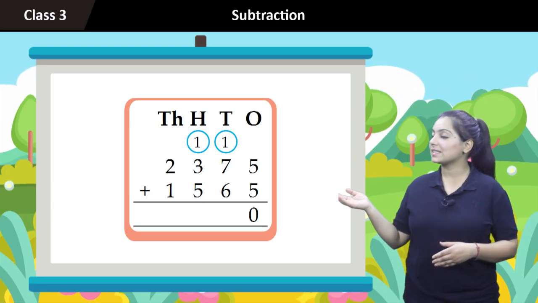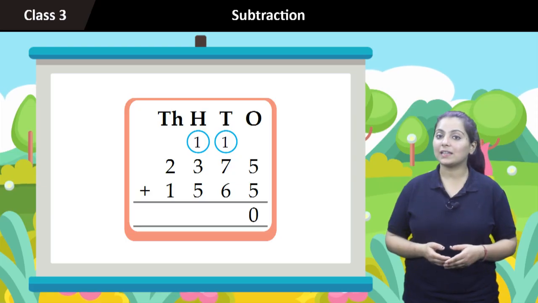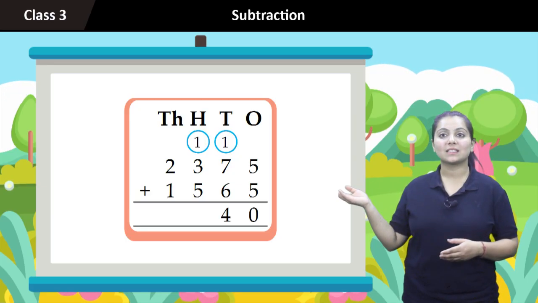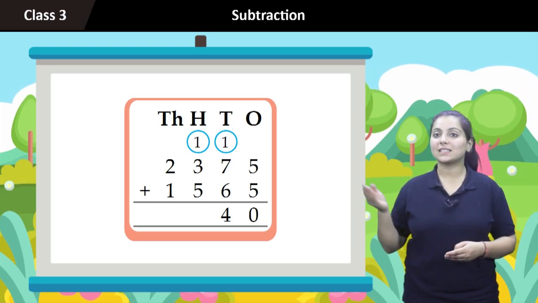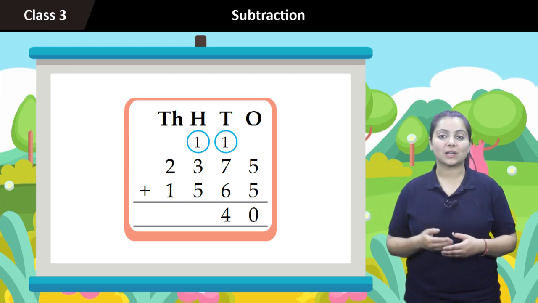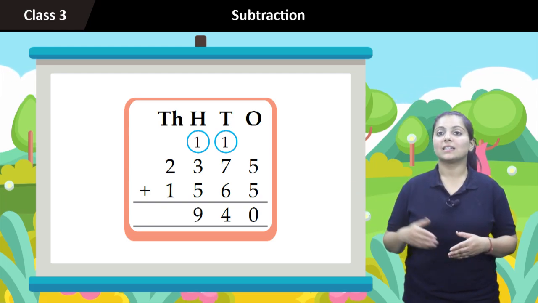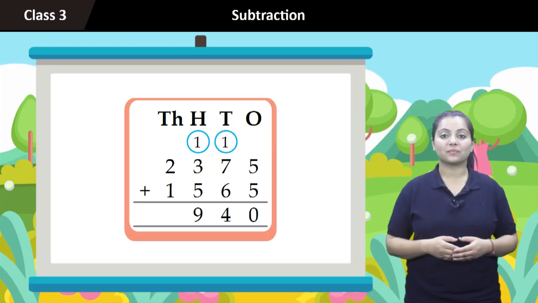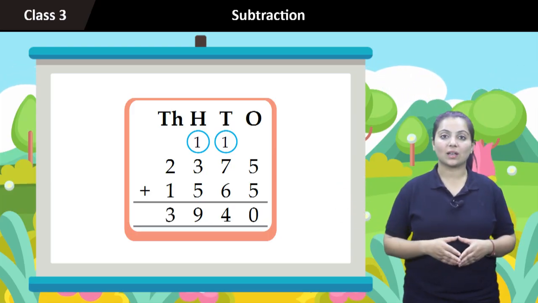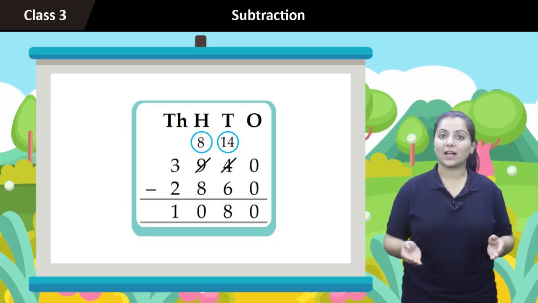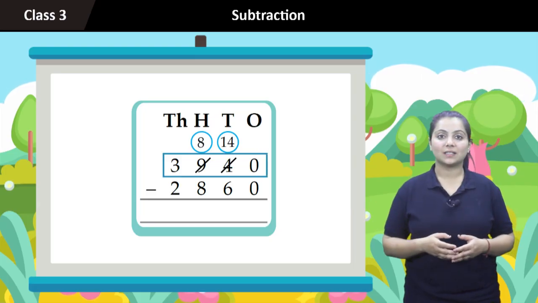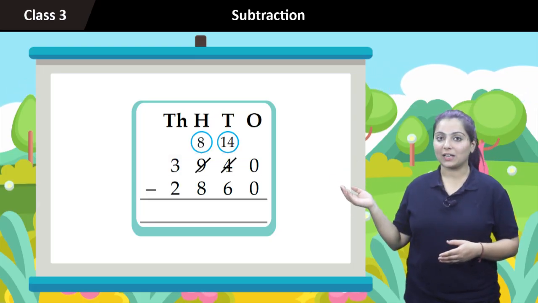7 plus 6 is 13. 13 plus 1, 14. 4 at 10's column, 1 at 100 column, that is carryover. 3 plus 5 is 8. 8 plus 1, 9. 9 at 100th column. 2 plus 1 is 3. 3 at 1000's column. Now subtract 2860 from 3940. So let's put them in their place values.